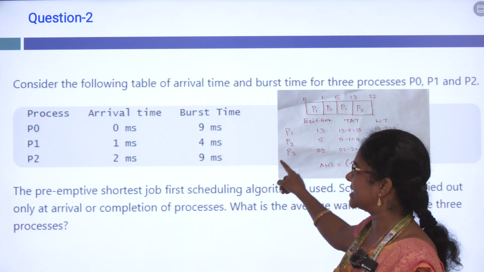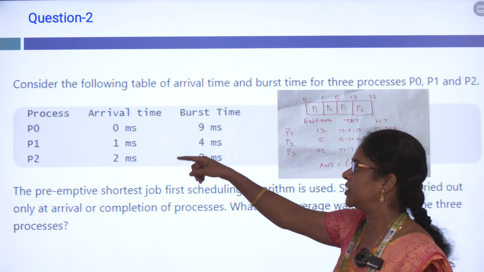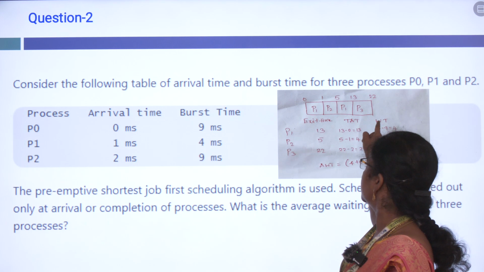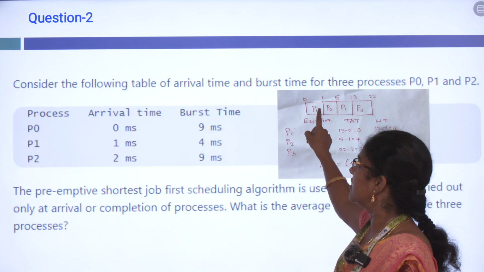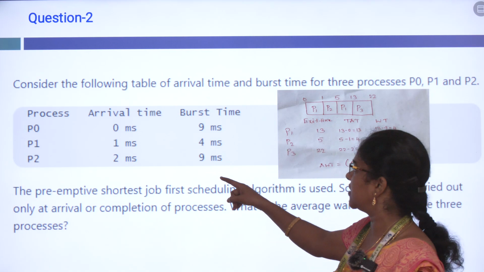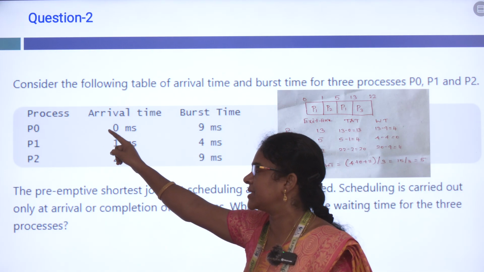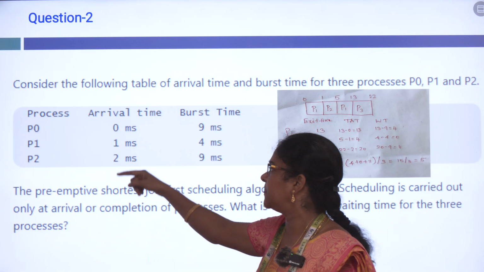So here the processes are given. I have assigned them P0, P1, P2, P3. Just draw the Gantt chart. The first Gantt chart starts from the first process. So you assign P0, P1, P2, P3 — three processes.